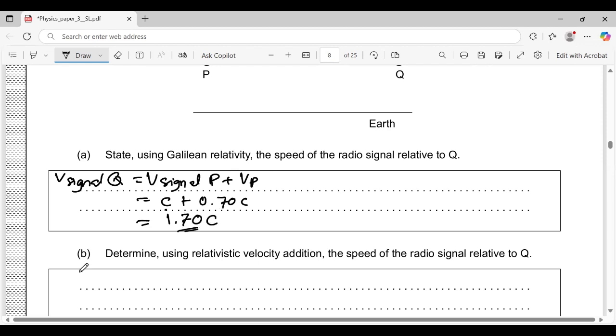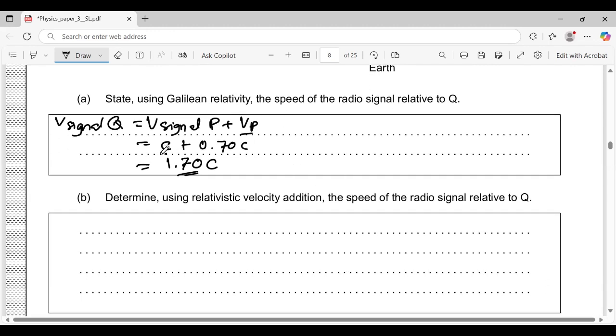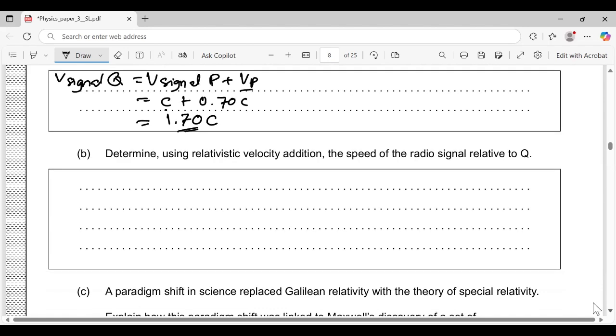So 1c plus 0.70c equals 1.70c. Here, the first term is the speed of the radio signal relative to P, while the second is the speed of P relative to Q. So the speed of the radio signal relative to Q is 1.70c.